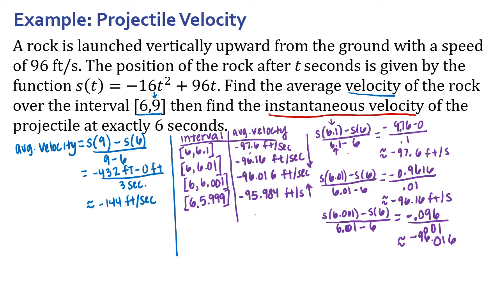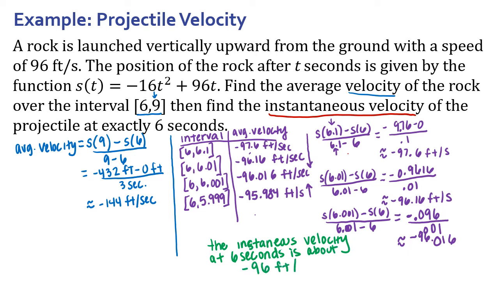So I can say that that instantaneous velocity at 6 seconds is about negative 96 feet per second.